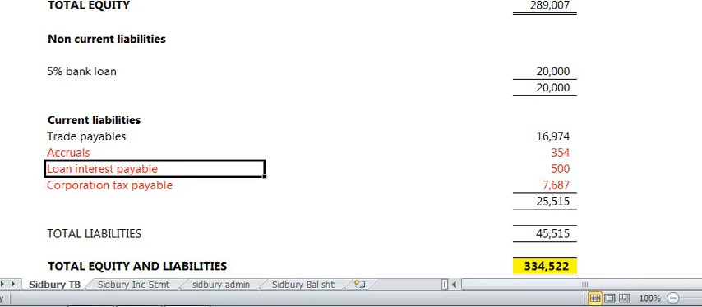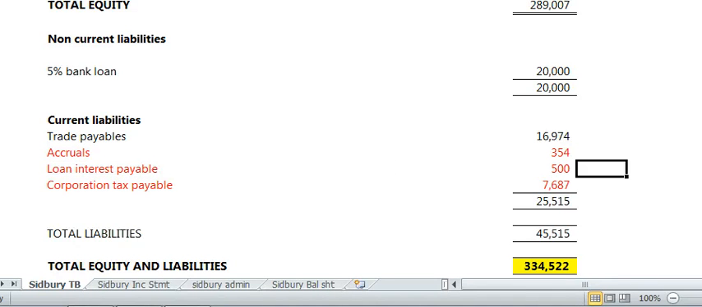Okay, last thing, just be careful here. This is 6 months interest only. Some questions say all of the interest is unpaid. In that case, whatever you put in the income statement, put in the balance sheet. But this question is slightly different. It says 6 months, so you only want half of that to go in. And that is that.